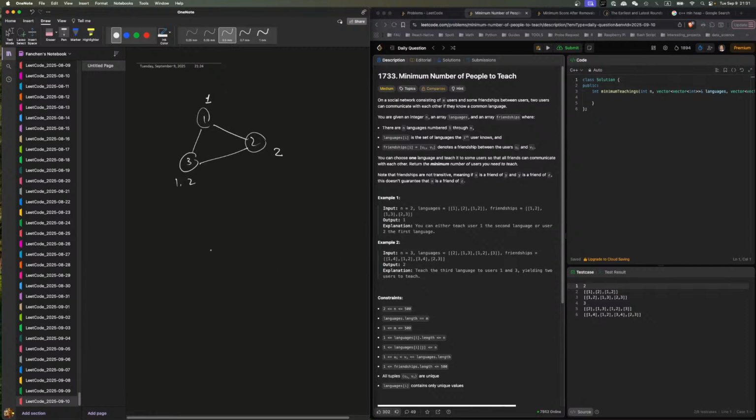Let's see another example. So 1 to 4, 1 to 2, 3 to 4, 2 to 3. So 1 to 4, 1 to 2, 3 to 4, and then 2 to 3. Language-wise, the first one is 2, second one is 1, 3, third one is 1, 2, fourth one is 3. So what will be the change? And language is 3, so I have 1, 2, and 3.